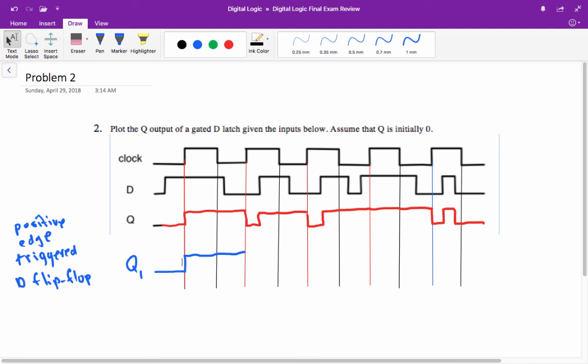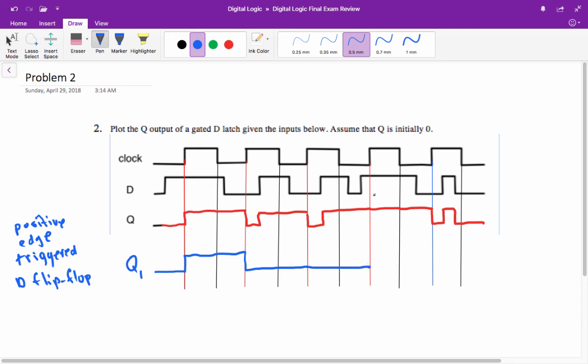Now at the next positive edge, we'll look at the input D, and we see that the input D is 0. So that means that Q1 will become 0. And once it's 0, it has to stay 0 all the way till the next positive edge. At the next positive edge, let's look and see what D is. D is 0, so Q1 will be 0, and it'll stay 0 all the way to the next positive edge.